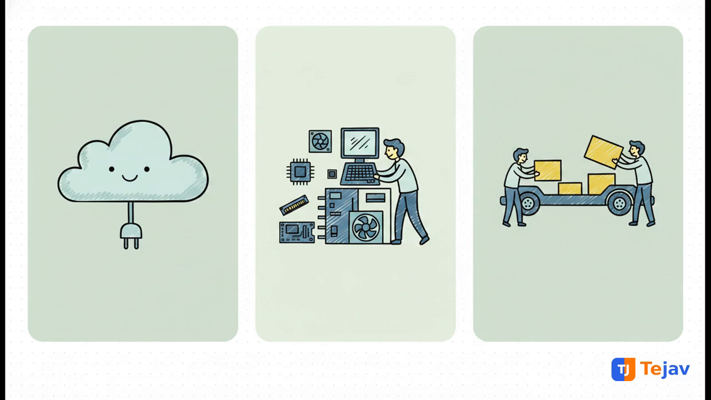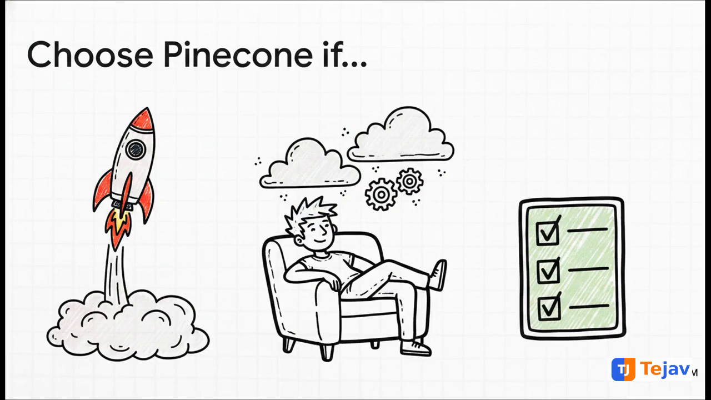Choosing FAISS, that's like building your own server from individual parts. You get ultimate power and control, but you're doing all the heavy lifting. And Weaviate, that's like a customizable platform, giving you a set of powerful tools and the flexibility to build what you need. So let's get super practical.